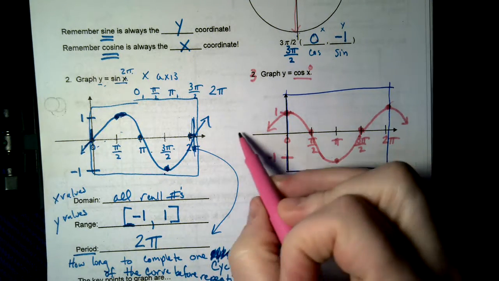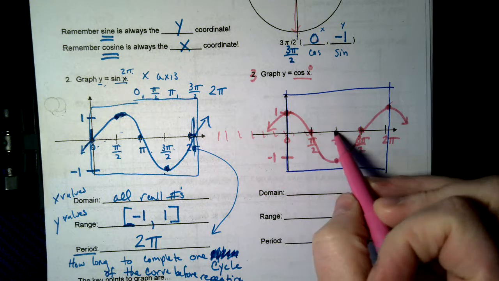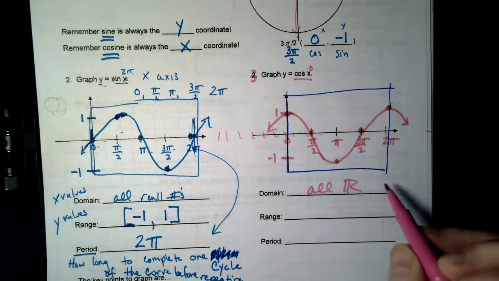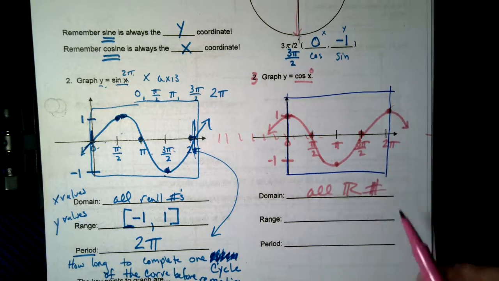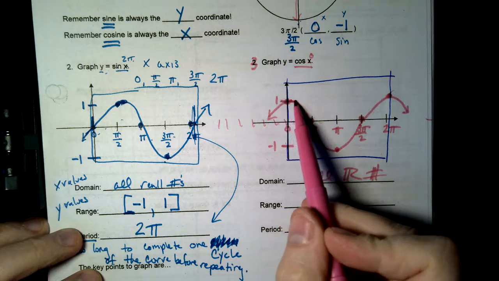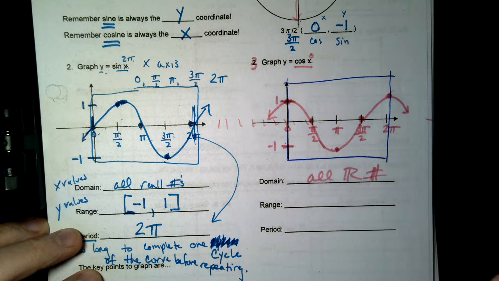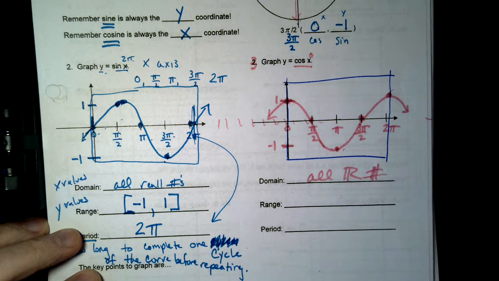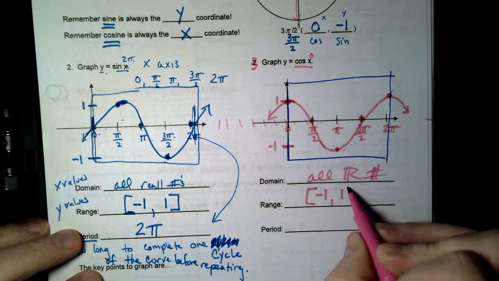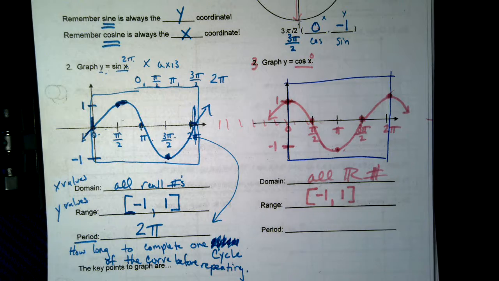All right, so what is the domain going to be? So the domain, I can plug in any numbers, negative, positive, left and right. So again, it's all real numbers. All real numbers you're allowed to plug in. The range, the highest number is 1. The lowest number you can get on y is -1, and that's going to continue on that curve. So it goes from the lowest is -1, and the highest number is 1. Brackets means it includes 1 and -1.